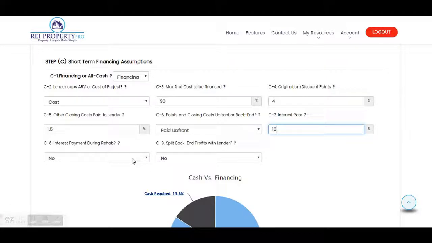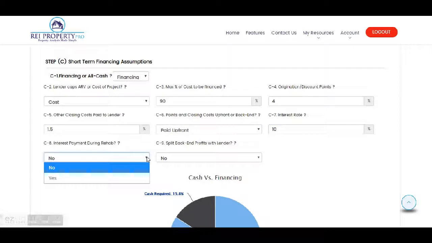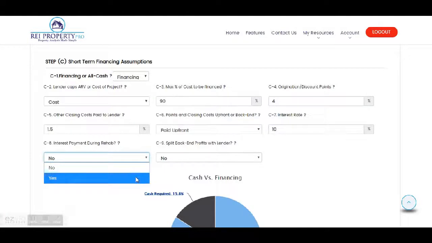Now in this next section, you will have the option of not paying any monthly interest payments during the course of your loan. Some lenders will require interest reserves paid at closing. If they do, then you will not make any payments during your loan because they have already collected it up front at closing. For most rehab deals, I will put yes to make monthly payments.